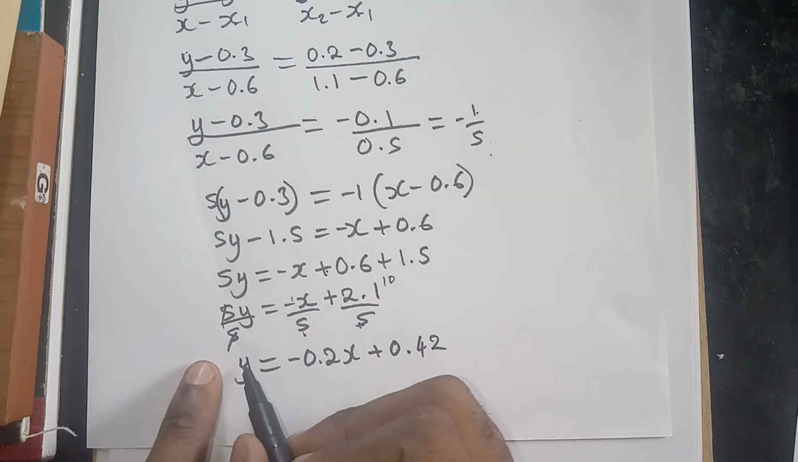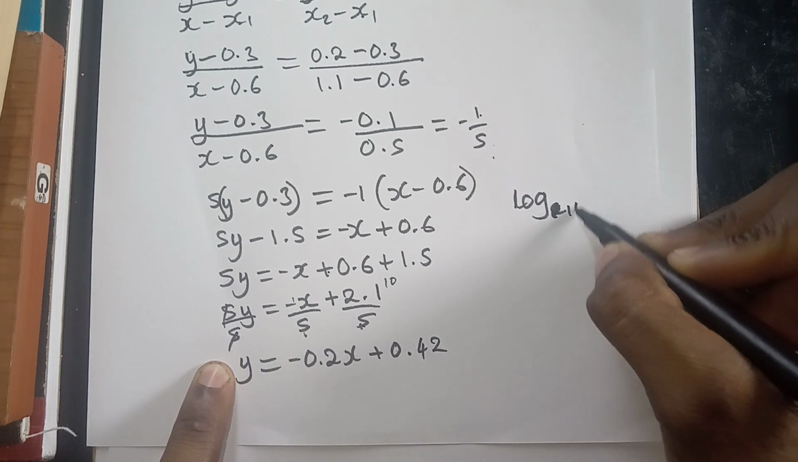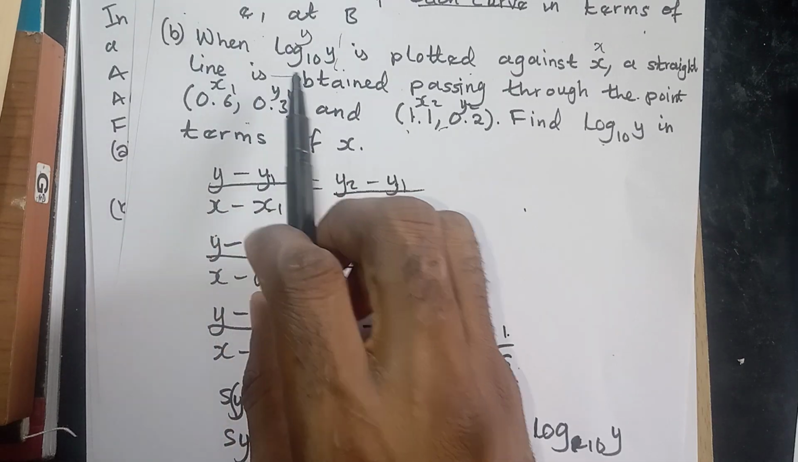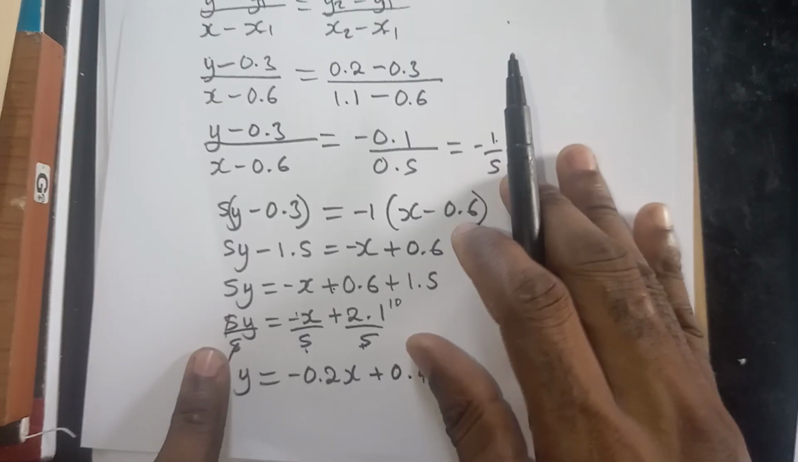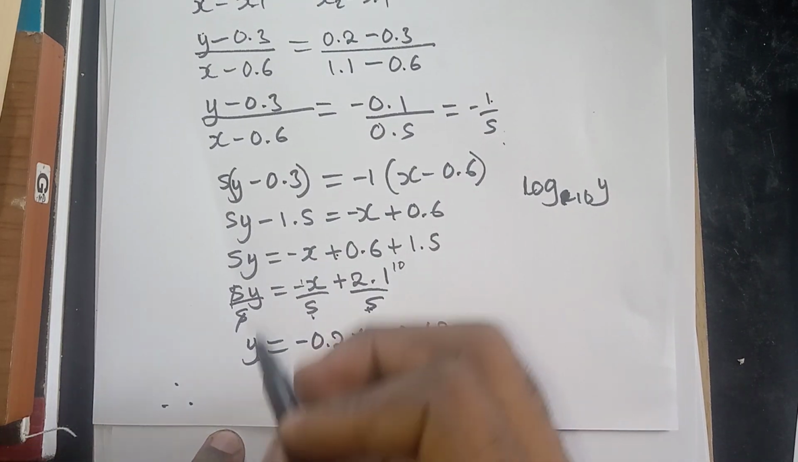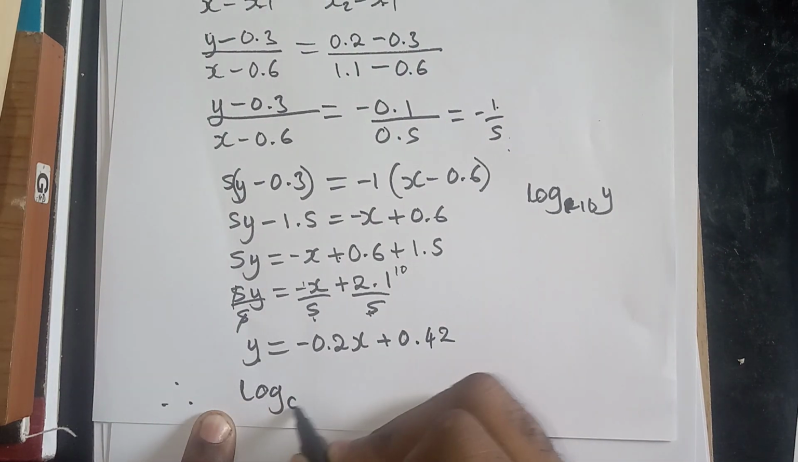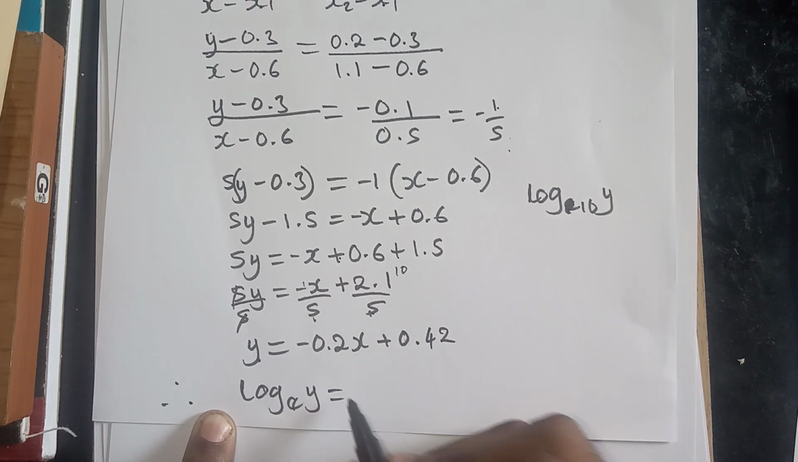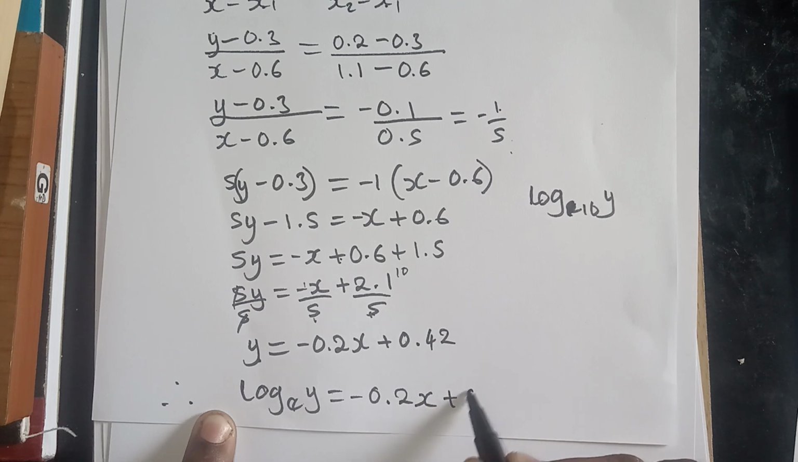So now this y here is log 10 of y, since we were told that when log 10 of y is plotted against x, this one is like our y. So instead of having this, you can just say therefore, the equation we are looking for is log 10 of y, which is equal to negative 0.2x plus 0.42, and you're done.